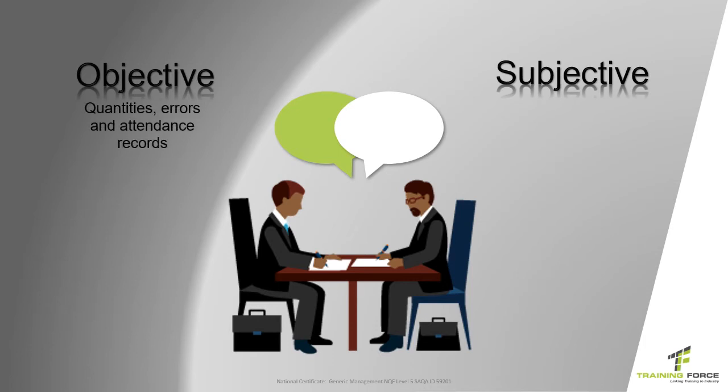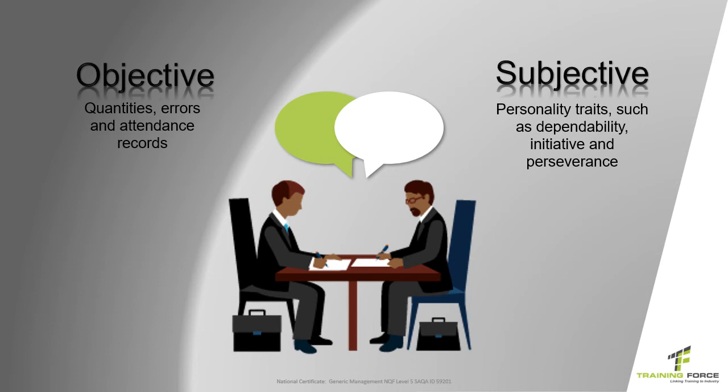Appraisal judgments can be objective or subjective. Objective factors are observable and measurable results. These are things like quantities, errors, and attendance records, anything that can be measured. And then we get subjective factors, which are opinions. These are difficult to measure or document. They invite bias or charge of bias because they include subjective factors like personality traits such as dependability, initiative, and perseverance. Diversity is one of the main reasons for the subjective factor.